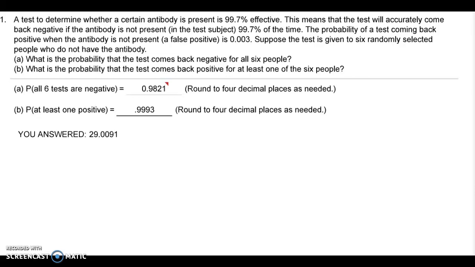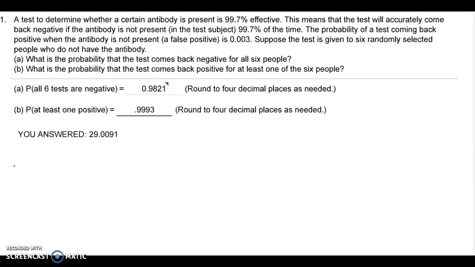The wording on this problem is a little confusing. So the test is 99.7% effective, so it means the test will accurately come back negative if the antibody is not present 99.7% of the time. So we're focusing on people who do not have the antibody.